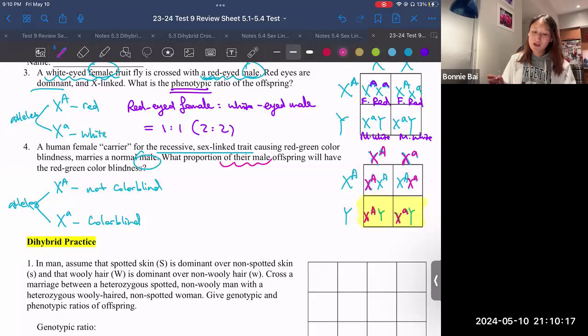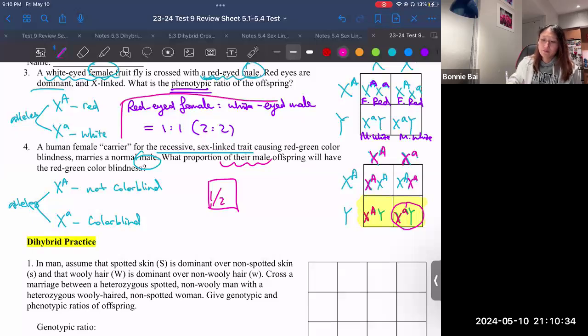Okay, so what does that mean? Which ones are going to be colorblind? So I'm going to circle the one that is colorblind. Well, this one is the colorblind one, right? Out of the males, that's just 1/2. I'm circling my answers here on the answer key so I can send it to you.